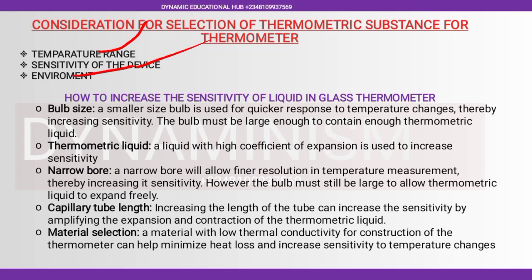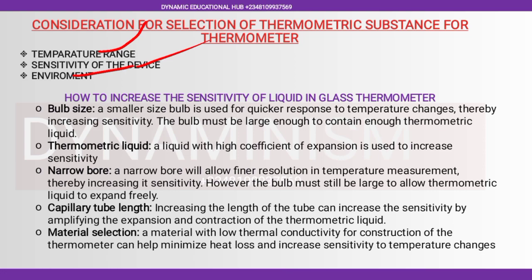Now another thing about temperature range is if you want to measure a very high temperature, you will not want to select a liquid that will easily vaporize. Let's take, for instance, you are looking for a thermometric liquid and you want to have that liquid inside your liquid-in-glass thermometer, and you want to use it to measure a temperature that is so high. So you won't want your liquid to have what? A low boiling point. So that is that about temperature range.